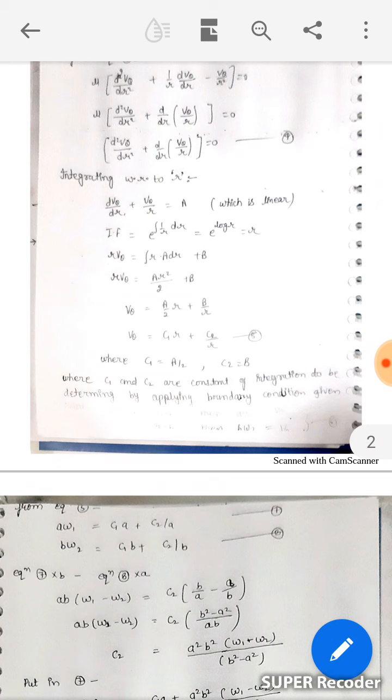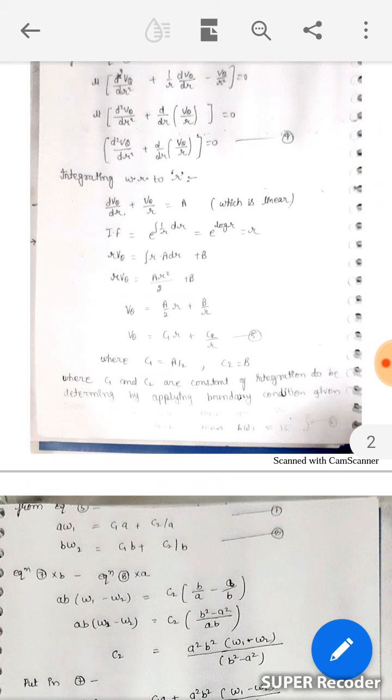When r is equal to a, then a omega 1 is equal to v theta, and when r is equal to b, then b omega 2 is equal to v theta. So our equations become a omega 1 is equal to c1 a plus c2 upon a, and b omega 2 is equal to c1 b plus c2 upon b. These are our equation numbers 6 and 7.